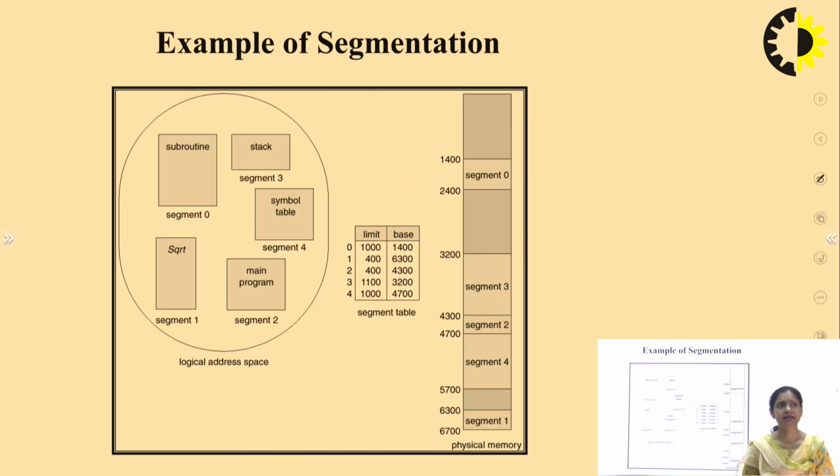So this is the example of segmentation. Suppose the first segment has a limit of 1000 bytes and it is stored at the base address 1400. So at 1400 we will place this segment 0. The next available address would be 2400, that is 1400 plus 1000. Similarly, when the base address is 6300, segment 1 lies over here with a limit of 400, after which the next available address would be 6700.